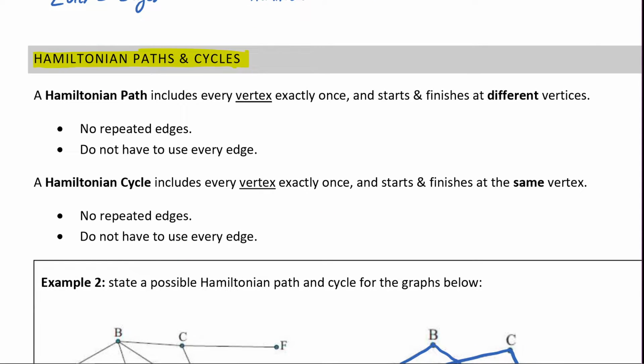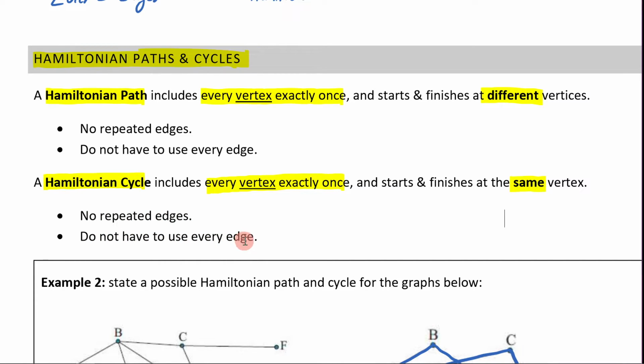So let's go through our definitions here. A Hamiltonian path includes every vertex exactly once and starts and finishes at different vertices. It has no repeated edges and you do not have to use every edge. In contrast, a Hamiltonian cycle includes every vertex exactly once and starts and finishes at the same vertex. No repeated edges, do not have to use every edge.